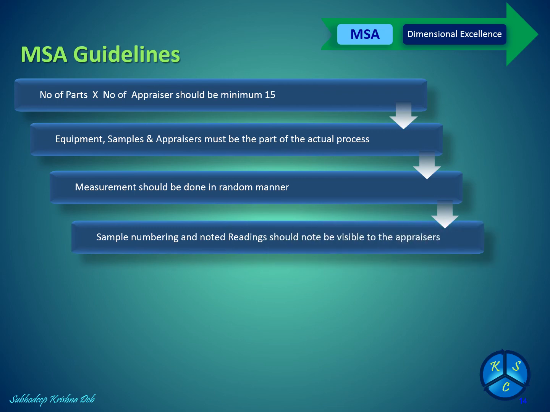Sample numbering and noted readings should not be visible to the appraiser. This we have also mentioned. The appraiser should not know the reading that he has inspected previously for that part, for the second and third trial. In that case, the operator may get biased. And the sample numbering should be such that while measuring, the sample number is not visible to the appraiser.